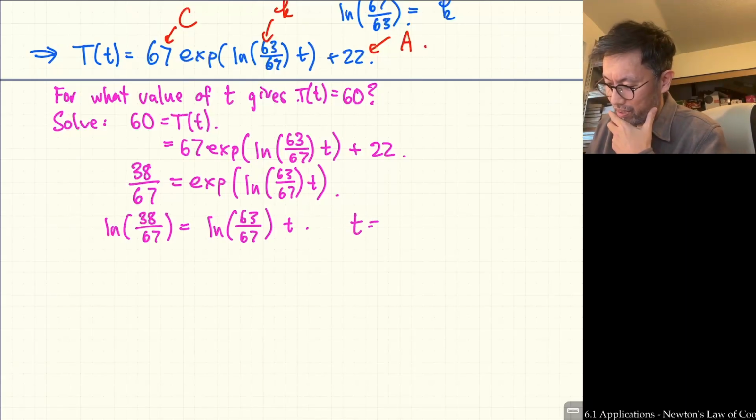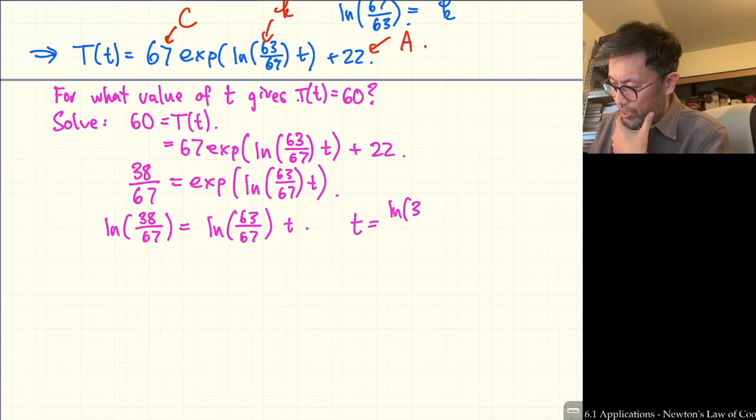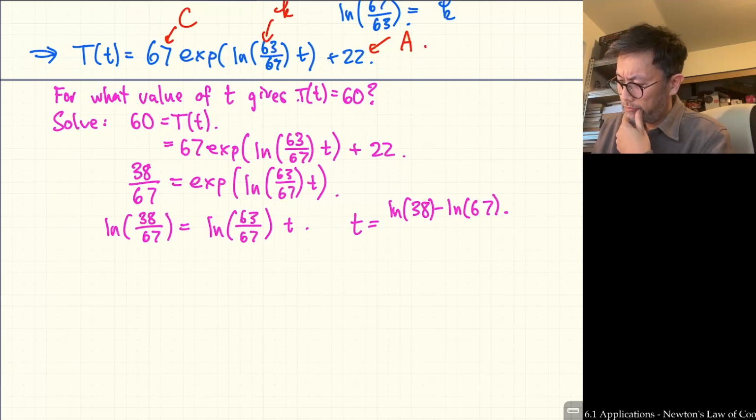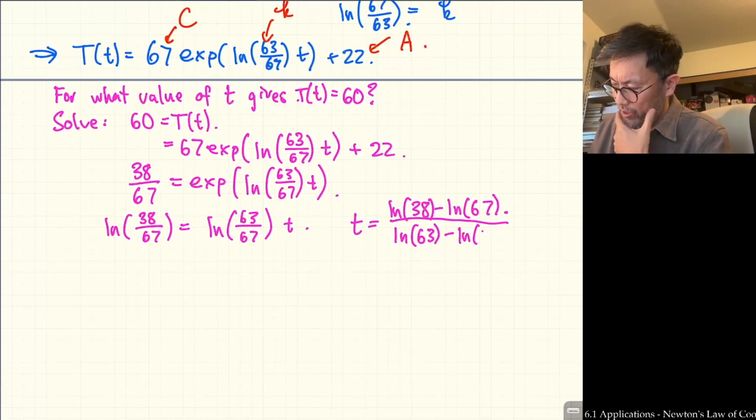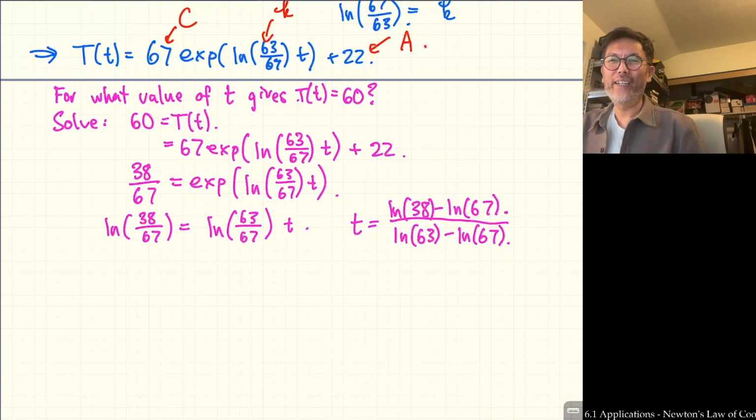So I get that t is equal to, and by the way, the natural log of a quotient is the difference of natural logs, so I can rewrite this as natural log of 38 minus natural log of 67, divided by natural log of 63 minus the natural log of 67. And I have no idea what that's equal to.